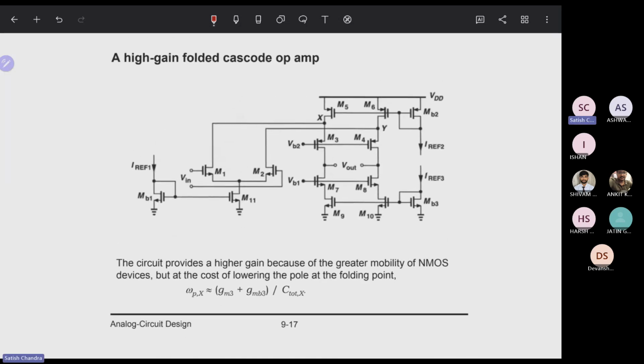So a high gain folded cascode amplifier. This is the basic design for the high gain folded cascode amplifier. For that case, we achieve this part basically. The circuit provides a higher gain because of the greater mobility of the NMOS device, but at the cost of a lowering of the pole at the folding point. That is the pole basically.